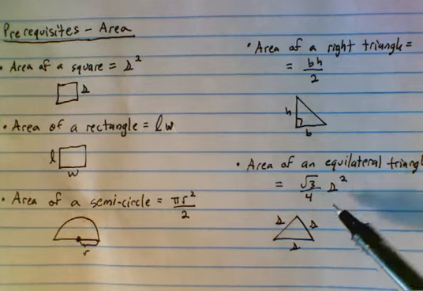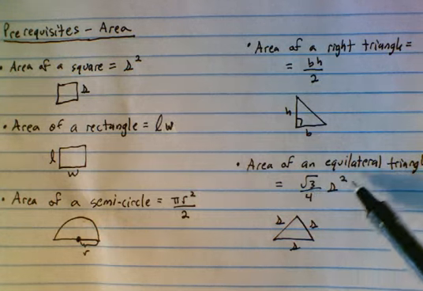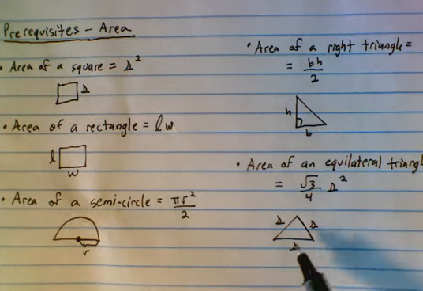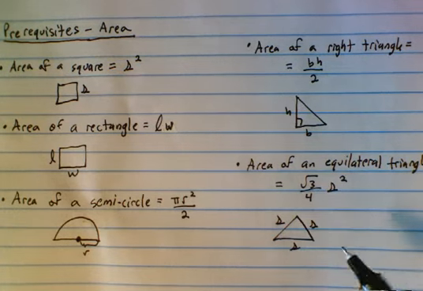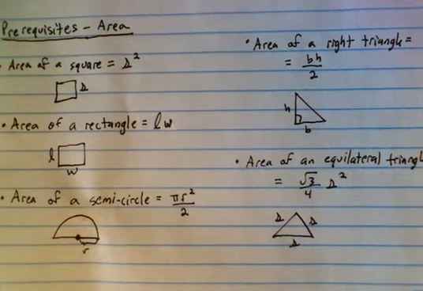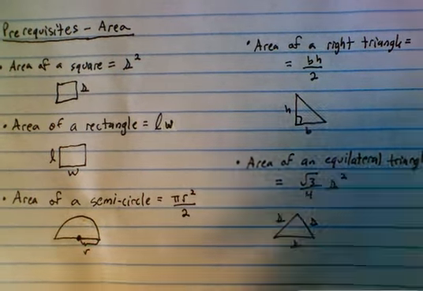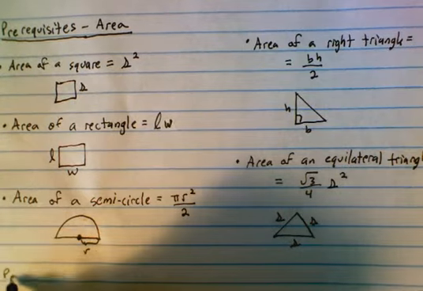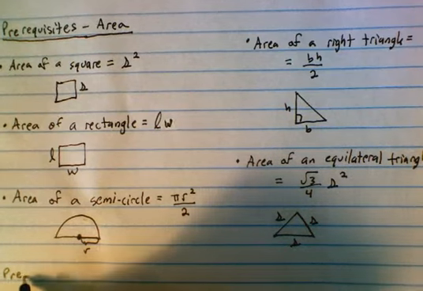And area of an equilateral triangle, square root of 3 over 4, side squared. So in an equilateral triangle, all of these sides are the same, so any one of them, same as all the others, just square it and you're good to go. So before we do the calculus way of doing things, we need to know how to work with volume in a non-calculus way. So let's do another prerequisite.